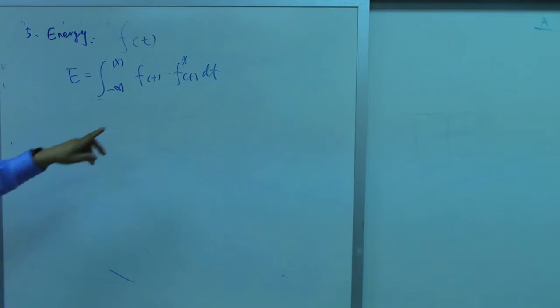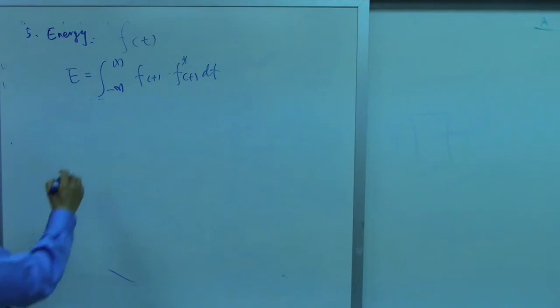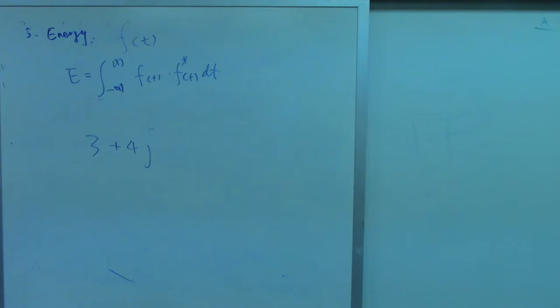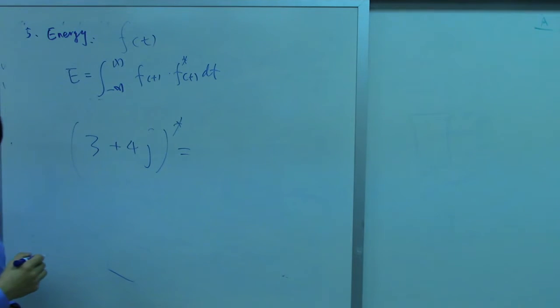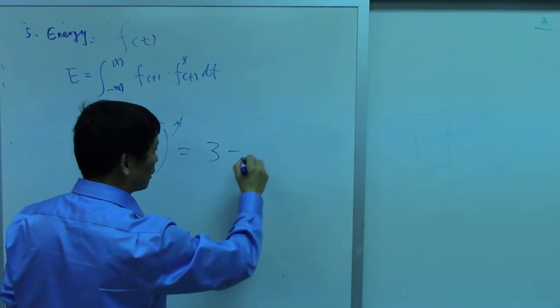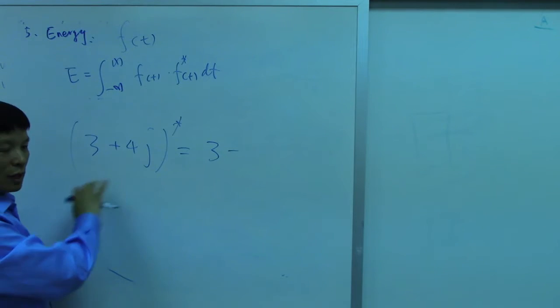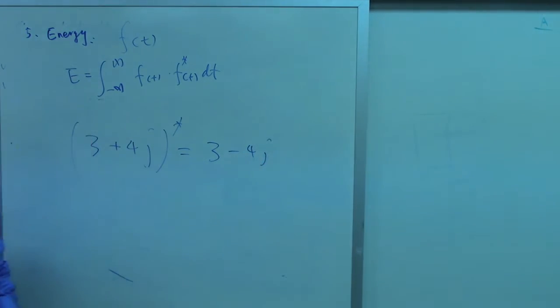What is a complex conjugate? This star. For example, 3 plus 4j, that's a complex number, right? What is the complex conjugate for this one? 3 minus 4j, right? We keep the real part and we reverse the sign of the imaginary part. So that's minus 4j. So that is called the complex conjugate.